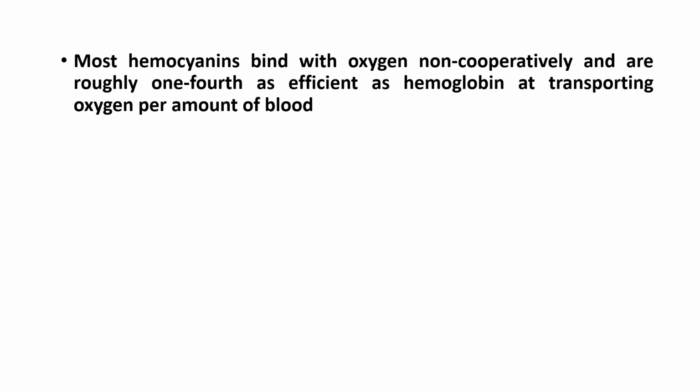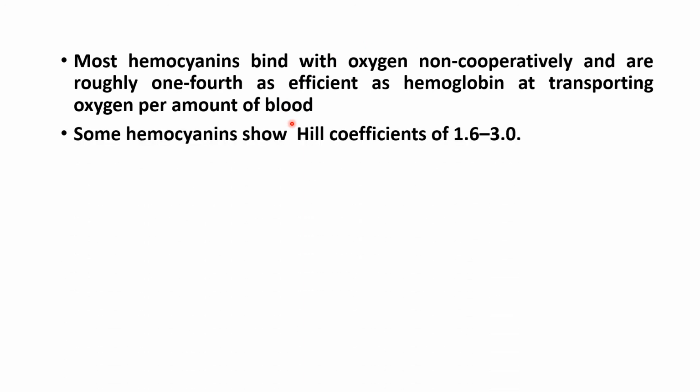Most hemocyanins bind with oxygen non-cooperatively and are roughly one-fourth as efficient as hemoglobin at transporting oxygen per amount of blood. Some hemocyanins show Hill coefficients of 1.6 to 3. The Hill coefficient provides a way to quantify the degree of interaction between the ligand binding sites. The Hill-Langmuir equation is useful for determining the degree of cooperativity of the ligand binding to the enzyme or a protein or receptor. So it shows the binding of molecules to macromolecules.